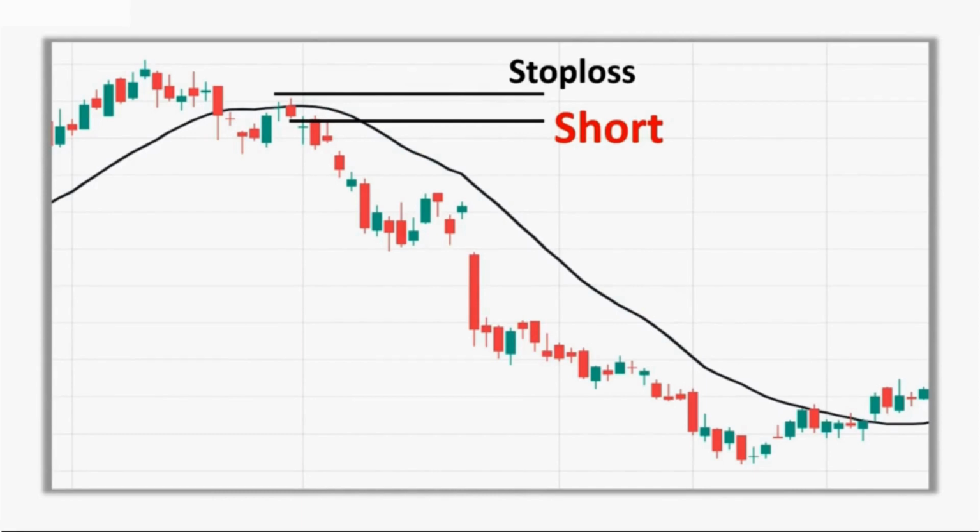And remember that most people don't use stop loss on this strategy, and let me tell you, this is a big mistake. You see, no strategy is 100% right in the market, and so it becomes really necessary that you use a stop loss while trading.